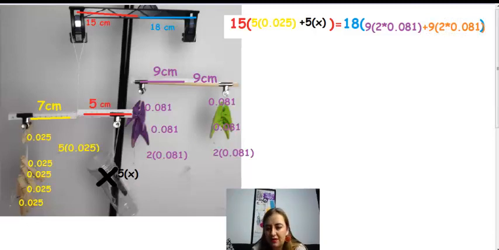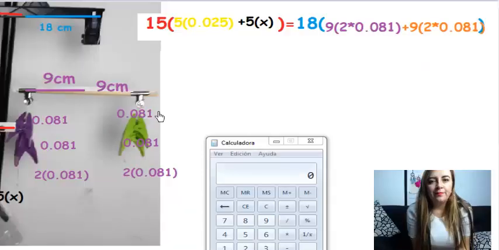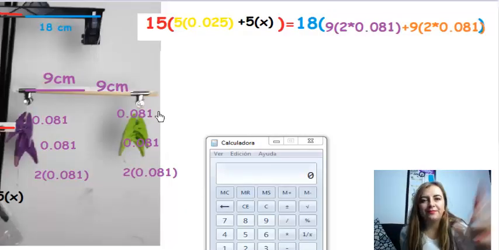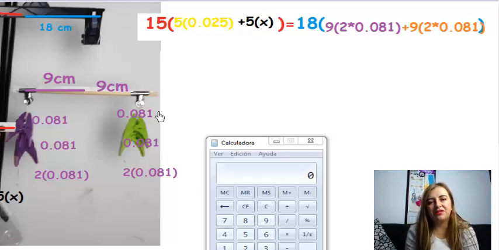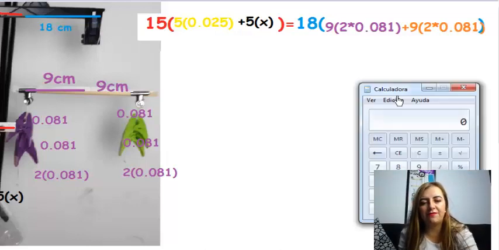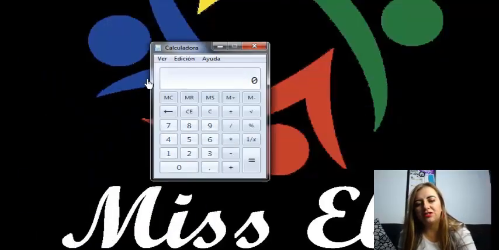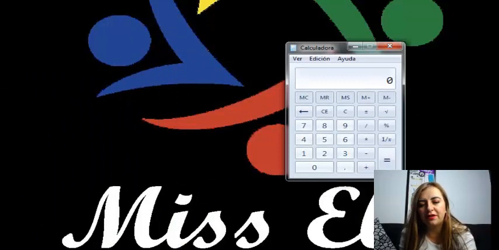Alright guys, so now we need to find which one is x. So please do all of the operations and find how much is x. Alright guys, so we're going to continue doing our operations. So in this step, we need to simplify the variable of x. So what we need to do is follow the order of operations, and I call my friend the calculator. She's going to help us calculate better.